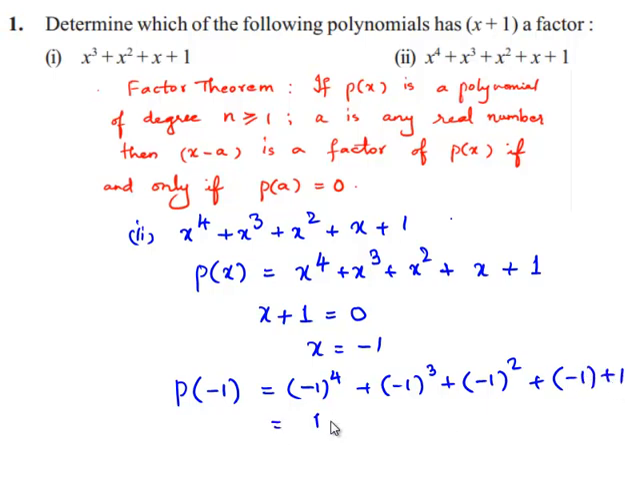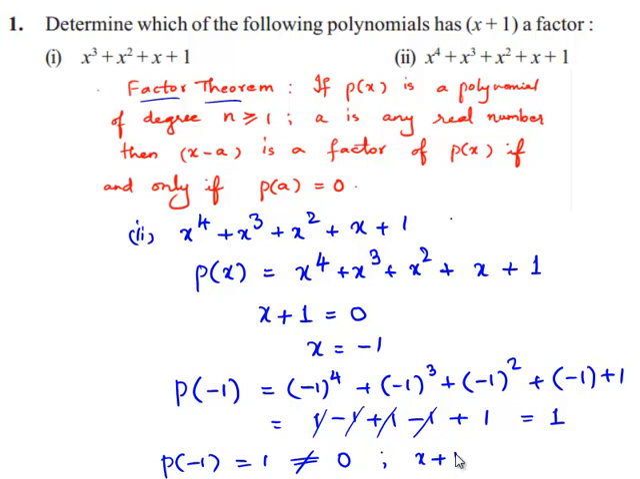This gives 1 minus 1 plus 1 minus 1 plus 1. So this gives plus 1 and minus 1 gets cancelled. Minus 1 and plus 1 gets cancelled. Finally, we will be getting plus 1. So P of minus 1 is equal to 1, which is not equal to 0. Therefore, by factor theorem, we can say that x plus 1 is not a factor, since P of minus 1 is not equal to 0.